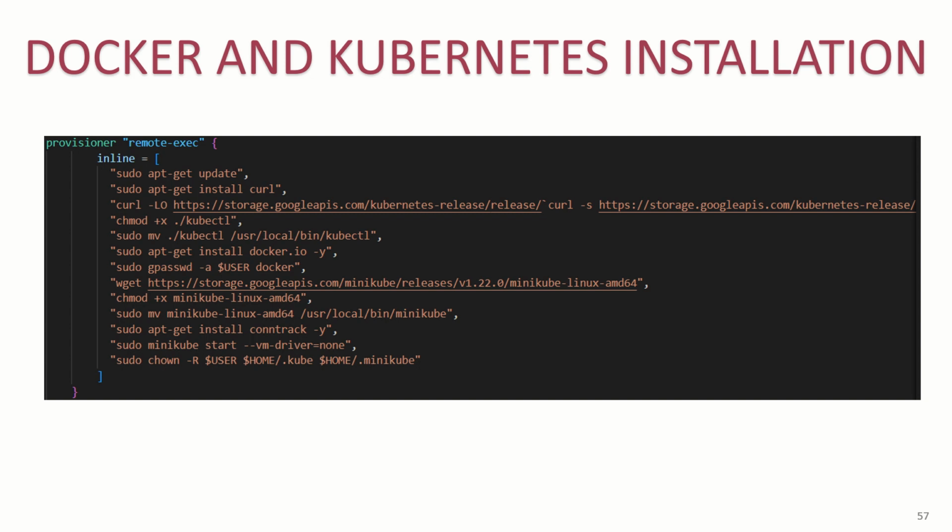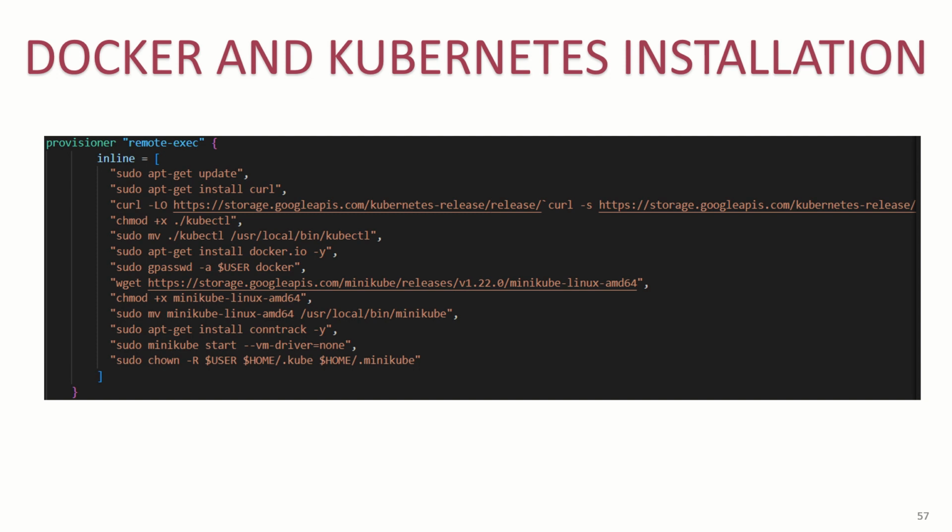Once we are done with this, now we have the actual code that we are going to use in today's example in order to install Docker and Kubernetes on the newly created VM. So we'll use the provisioner as remote exec. Inside that we'll use an inline block, which will firstly update the packages in that machine. Then we are installing the curl command.